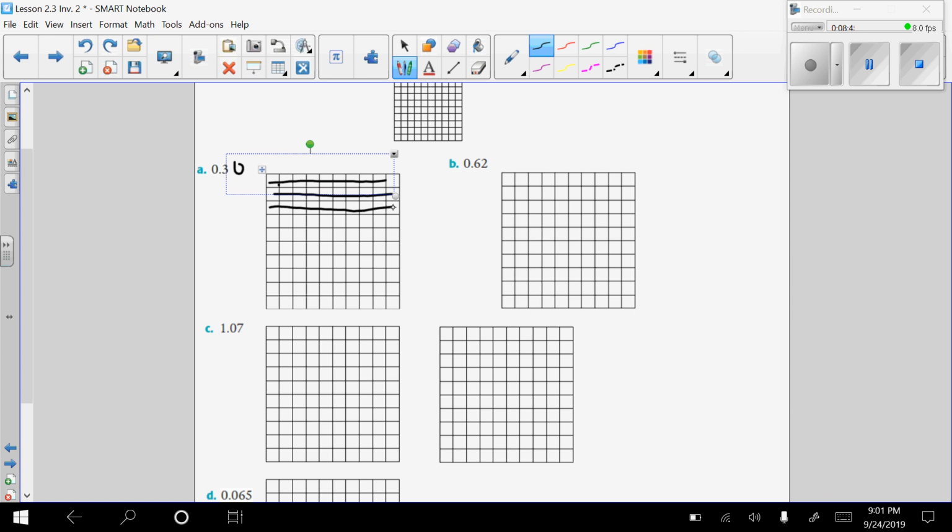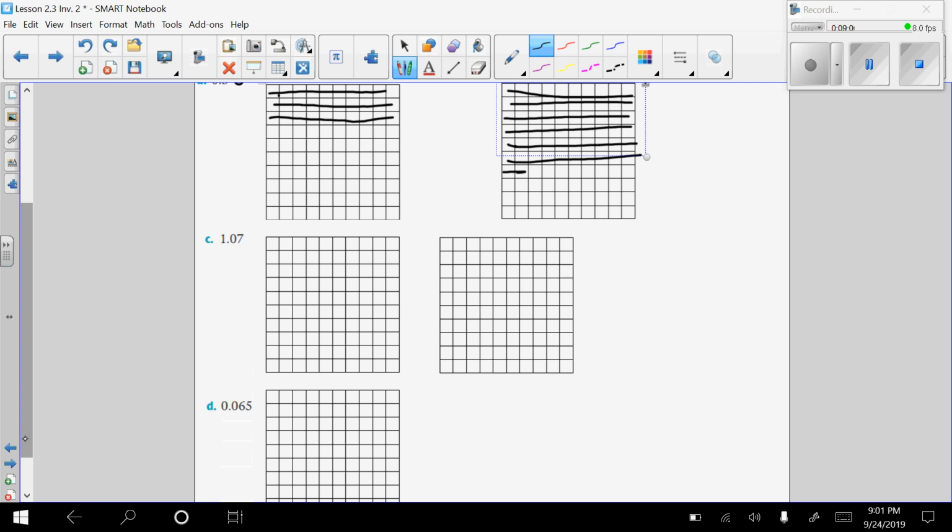B is 62 hundredths. Well, it's already in hundredths, so now I can determine how many to shade. Well, 62 hundredths would mean I'm going to shade 62 of them. Go ahead and draw your lines in and shade them up. They don't have to be perfect, just shade 62.